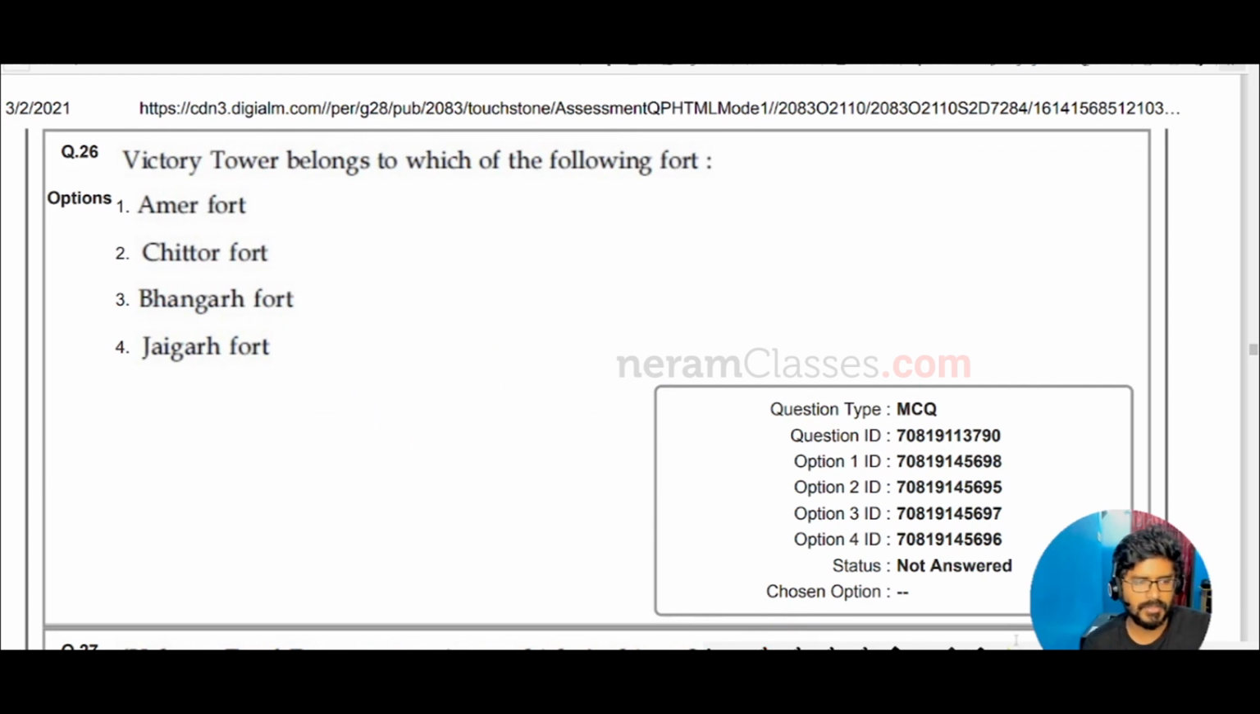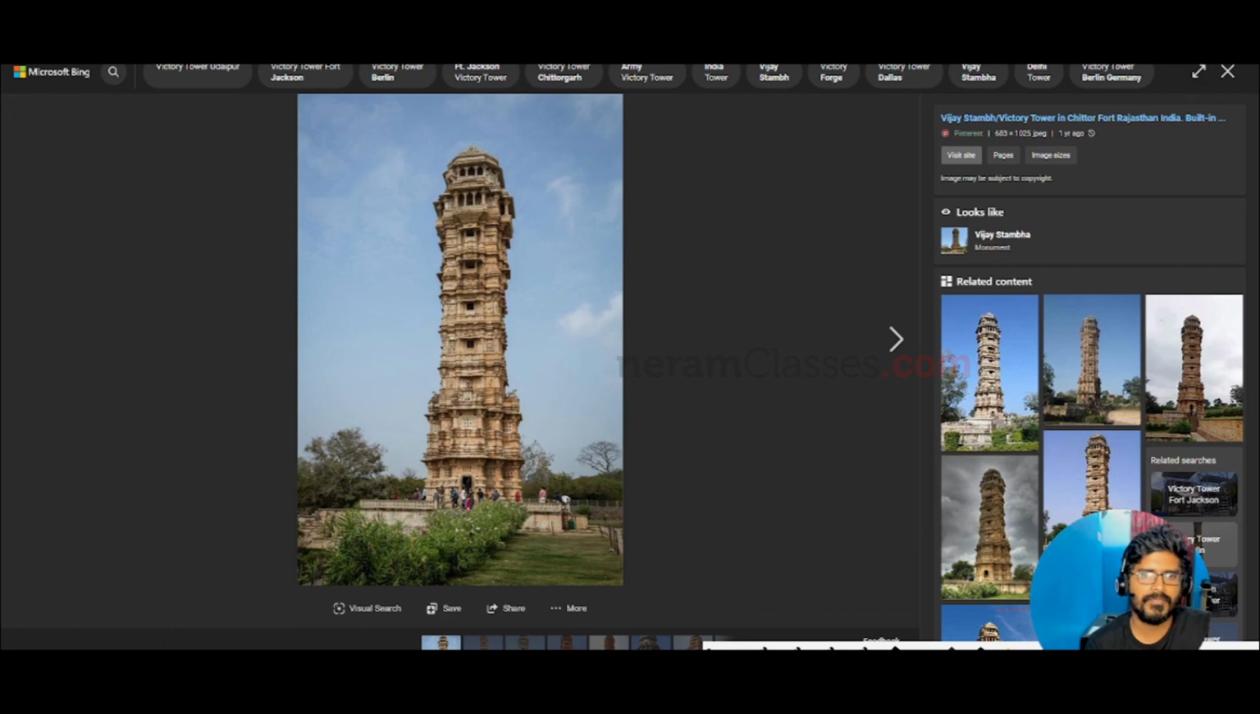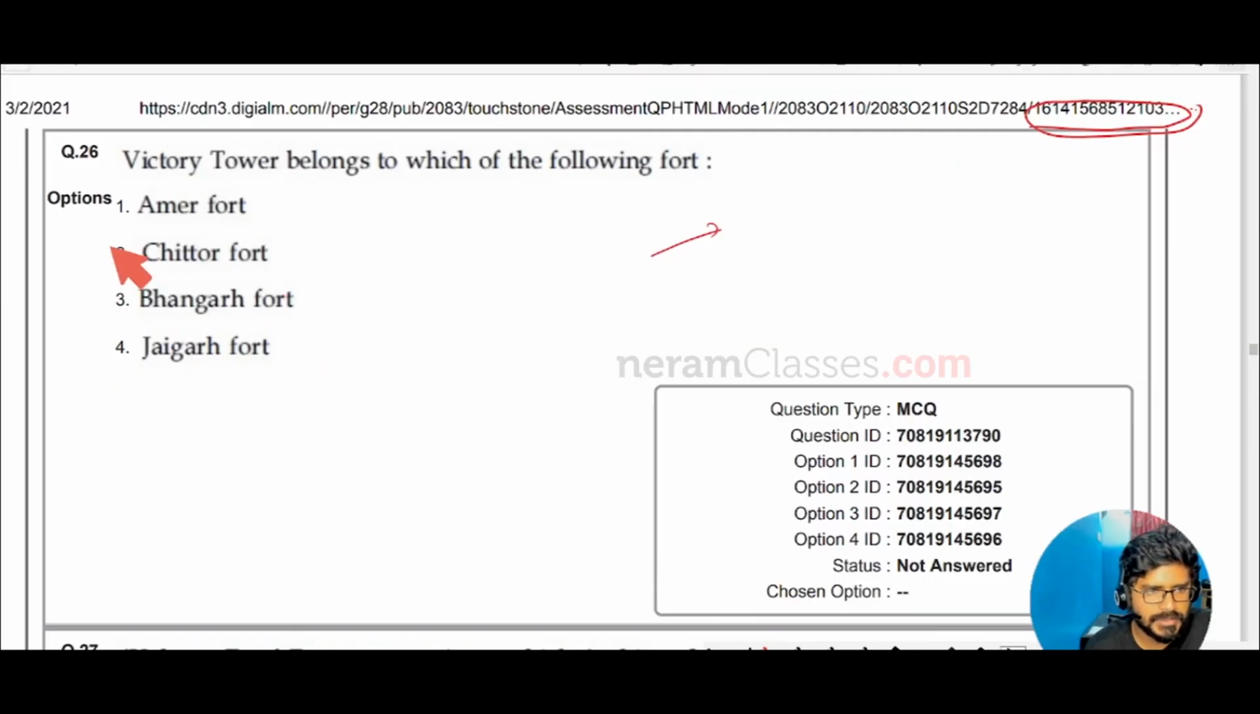I'll show you the image also. So this is Kirti Stamba. Kirti Stamba, the Victory Tower, is in Chittoor Fort of Rajasthan. You can see it here. So this is Kirti Stamba. There is also one more Stamba which is located near this. I'm giving you this as a quiz. You can find out what is the other Stamba which is located nearby Vijay Stamba. The option for this is option 2, Chittoor Fort.